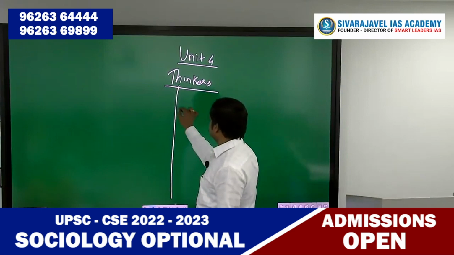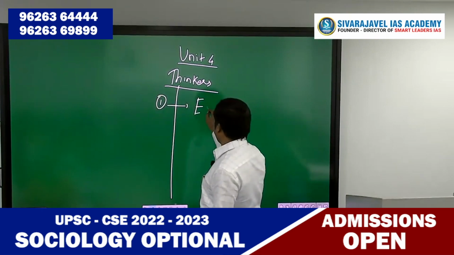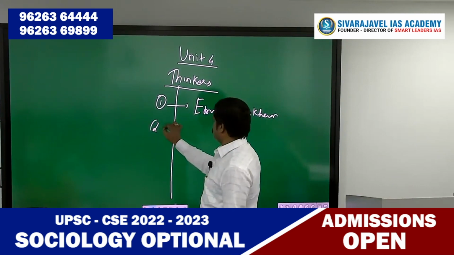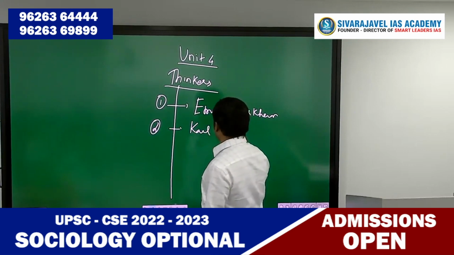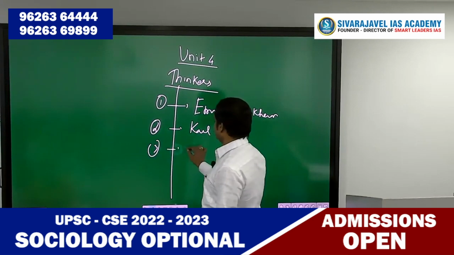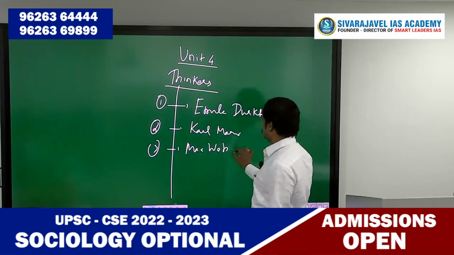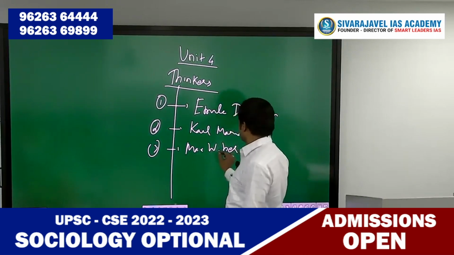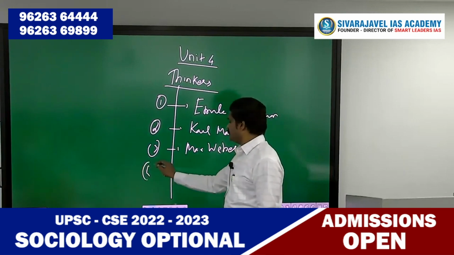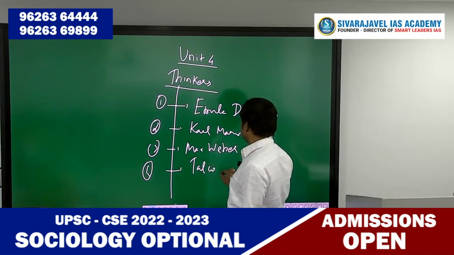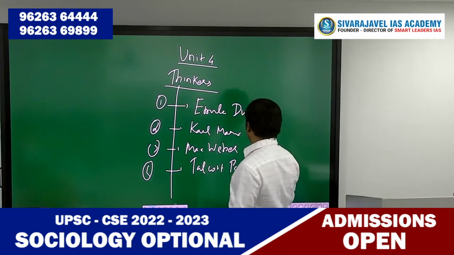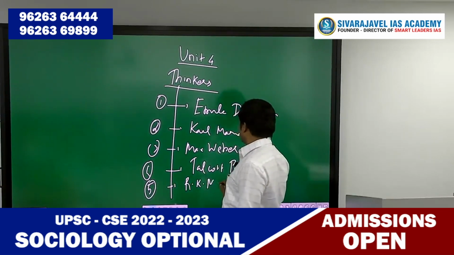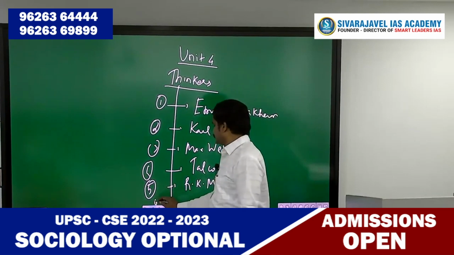6 thinkers are there. We'll read in this order: Emile Durkheim, Karl Marx, Max Weber, Talcott Parsons, R.K. Merton, G.H. Mead.